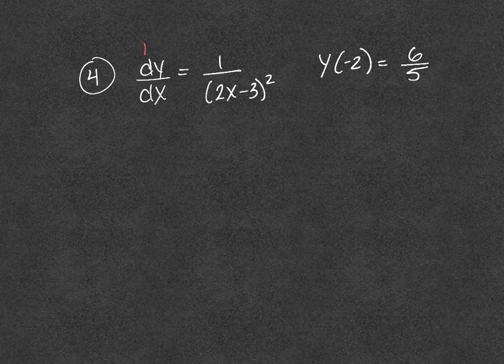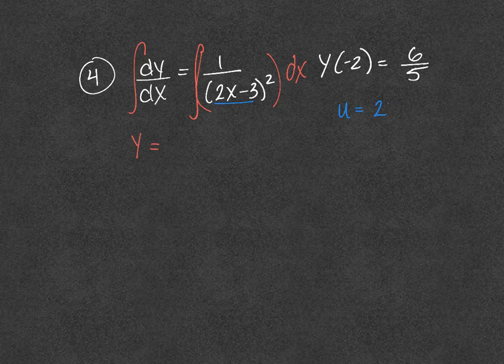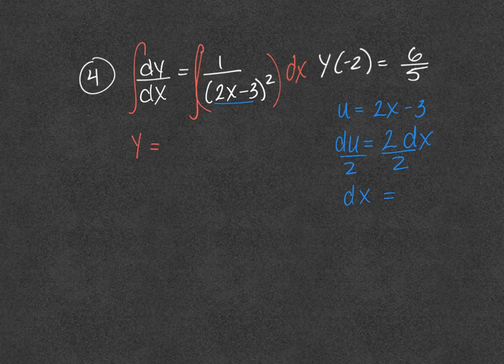So I'm going to integrate both sides. The left side is y. And when I integrate the right side, you should be thinking u substitution. So I'm going to let what's inside the parentheses equal u. And I'm going to take the derivative of both sides. So the derivative of u is just du. The derivative of the right side is 2 dx. And then divide both sides by 2, and I should just get that dx is du over 2.